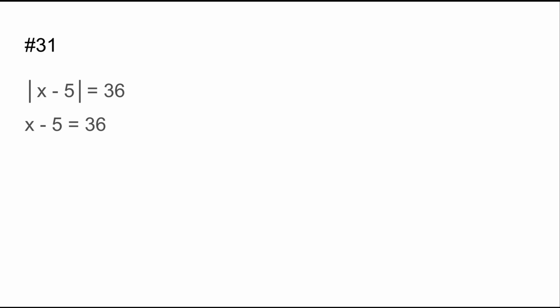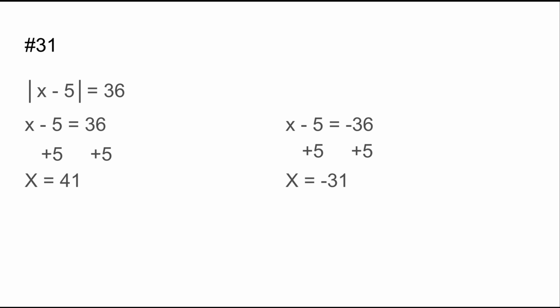So from here, it's pretty easy. You add 5 and x equals 41. Write it out again, except equaling negative 36. Add 5, x equals negative 31. Our set of solutions are 41 and negative 31.